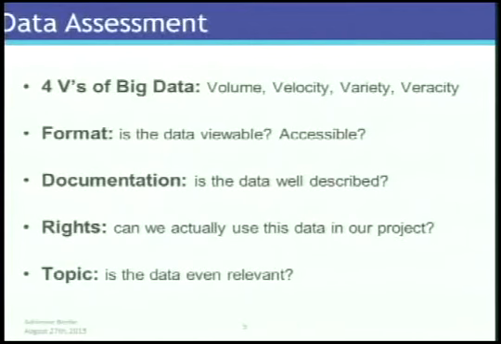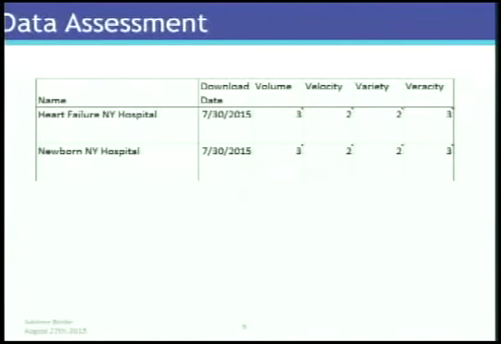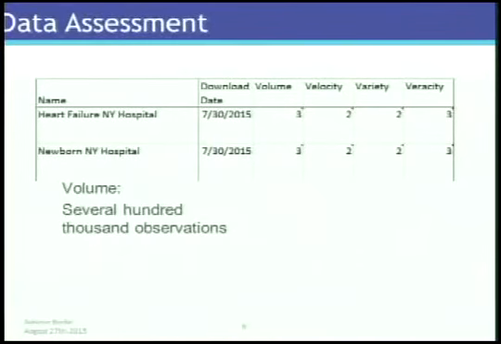So getting into data documentation, if I find a data set, I want to be able to document it in a way that the rest of the team can use it, especially after I'm gone after the summer. And so this is just a little snapshot of a couple data sets that I found. They have to do with patient discharges in New York hospitals. The first one has to do with heart failure cases, and the second has to do with newborns. And so I have a spreadsheet that basically rates the 4 V's of big data. And so for these data sets, volume, pretty good volume, a couple 100,000 observations.